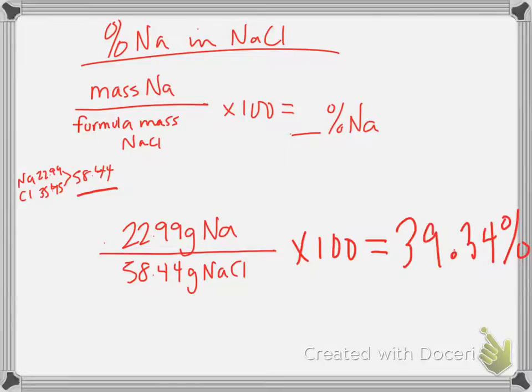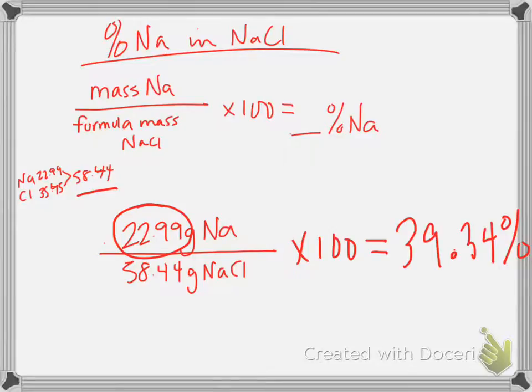So we got a raw answer of 39.339495. We can have 4 sig figs, the way I calculated this, because everything that went into this calculation had 4 sig figs. So we would get 39.34% sodium. Sodium chloride is 39.34% sodium.